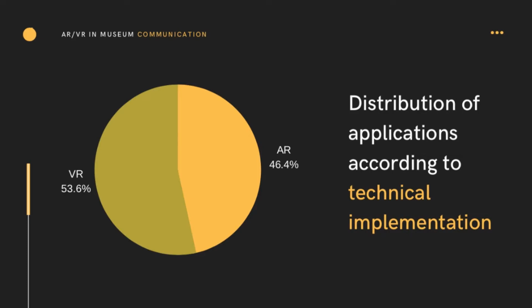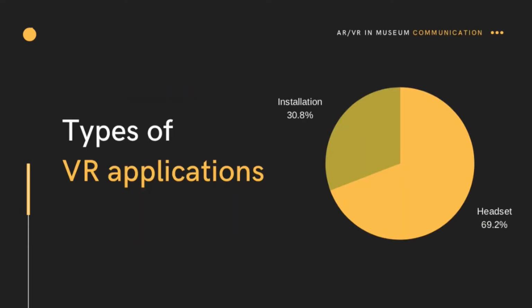In the following few slides, we show some statistics about the corpus. On this slide, we can see the ratio of the evaluated AR and VR applications. On this slide, we can see the type of the VR applications. By installation, we mean that the application is showing a physical built environment that helps the immersion.